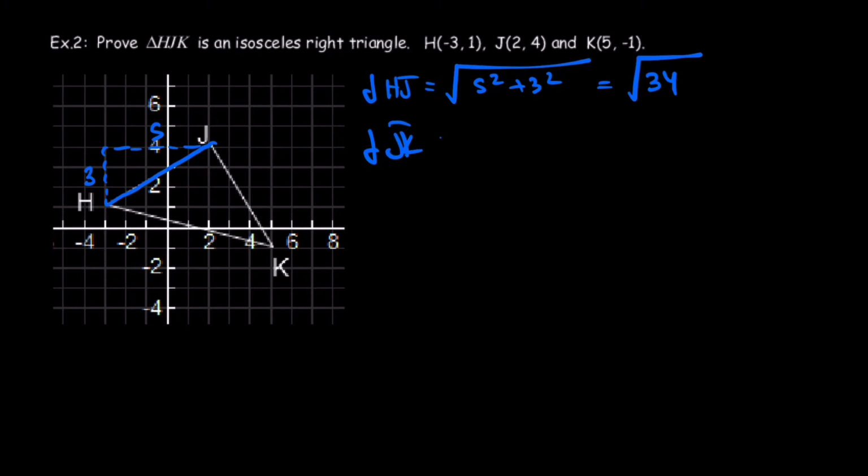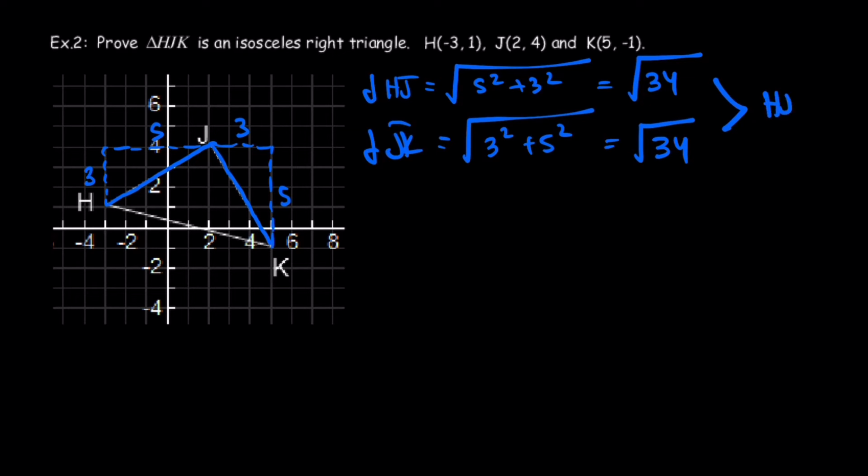Next, JK. Here's JK. Count those: this is 3, and 1, 2, 3, that's 5. It doesn't matter what order you put these numbers. It's 3 squared and 5 squared, just like above, so that's got to be square root 34. What I notice right away, those two are equal. So HJ equals JK. We still need to find the third side.